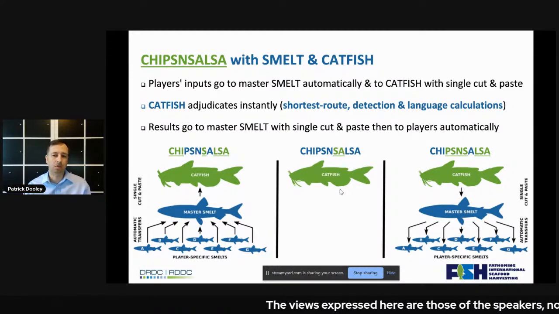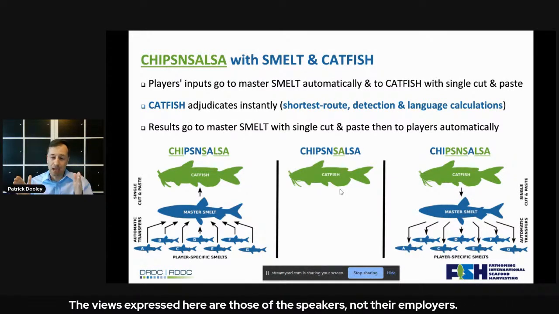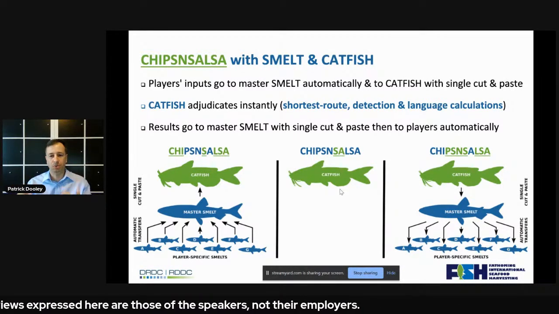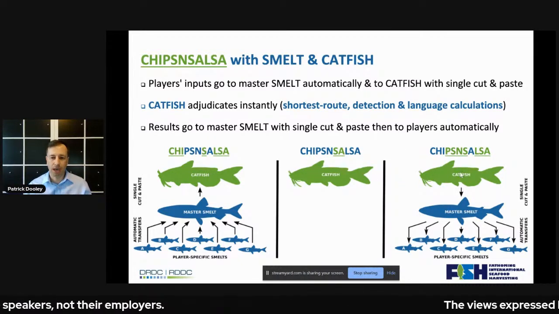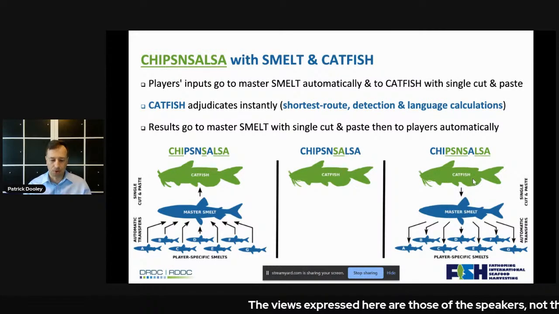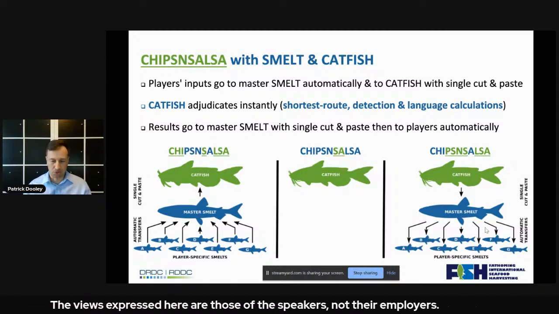And finally, it's taking all those results and doing language calculations where the results are formed into sentences, and those sentences form detection reports that are passed back to the players. So all of this adjudication in CATFISH is happening in a second or two, and with a single cut and paste, the controller can move that information back to the master SMELT spreadsheet for automatic distribution to players.